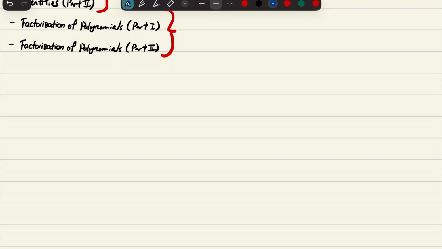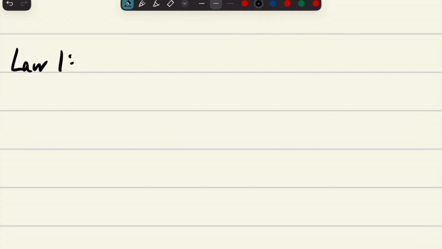So there's three laws you gotta remember, and there's two optional laws that you can remember. So the first law will be the perfect square identity.